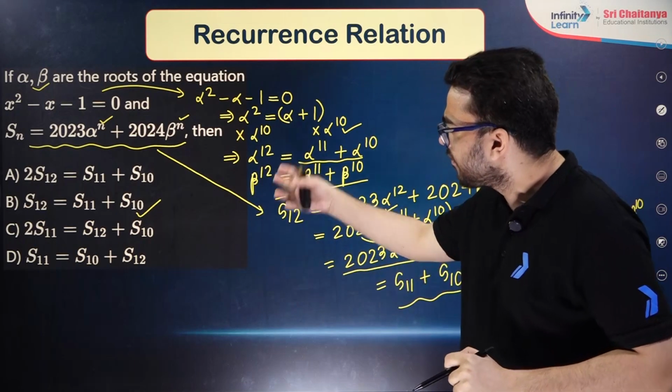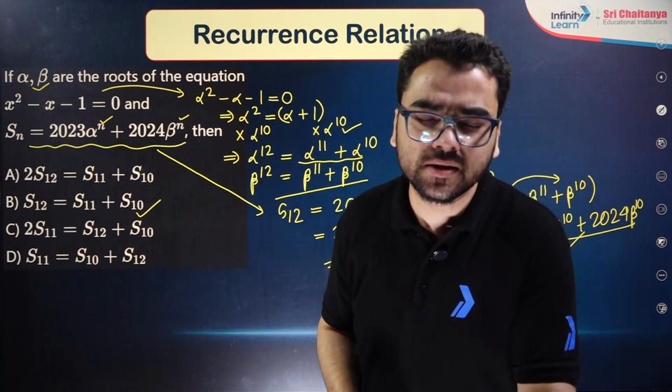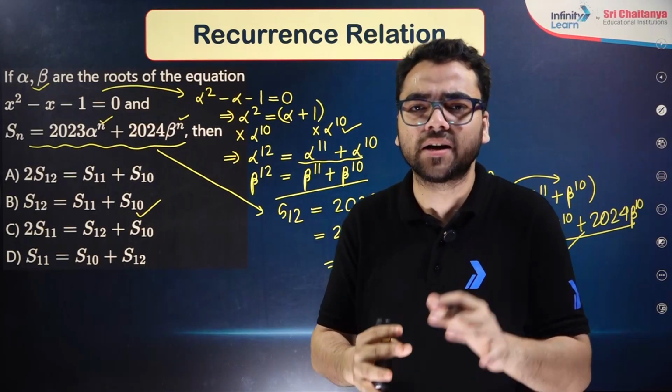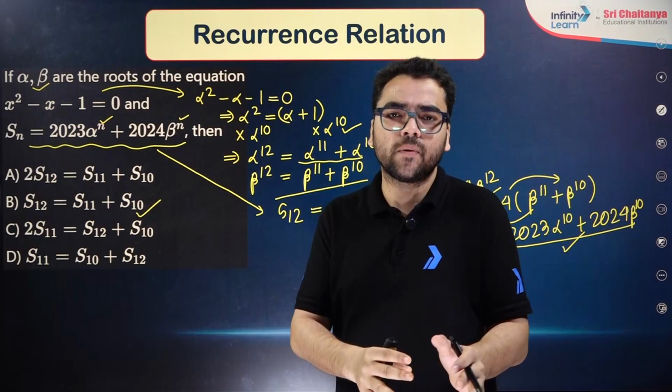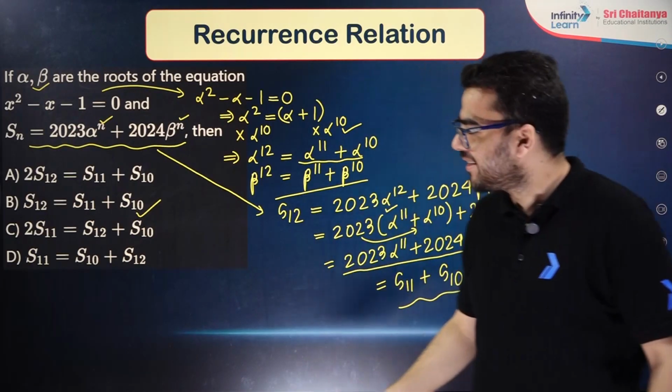So these types of questions come in the category of recurrence relation in case of quadratic equations. Otherwise, recurrence relations are there at other places as well, like the Fibonacci sequence and all that. Maybe I don't know how to exactly pronounce that, right?